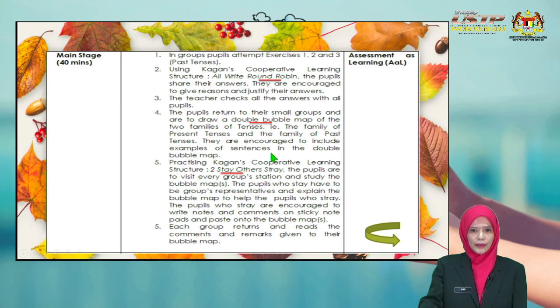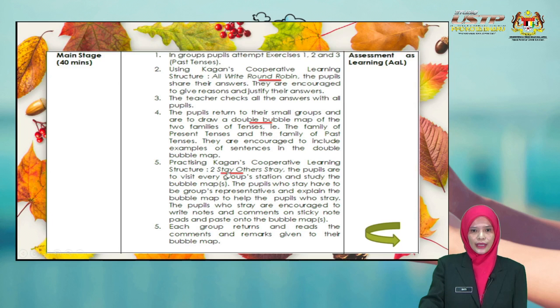Practicing Kagan's cooperative learning structure, stay and stray, the pupils are to visit every group station and study the bubble maps. The pupils who stay have to be the group's representative and explain the bubble map to help the pupils who stray. The pupils who stray are encouraged to write notes and comments on sticky notepads and paste them onto the bubble maps. Each group returns and reads the comments and remarks given to their bubble maps.